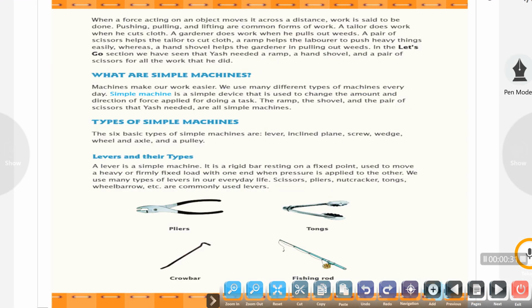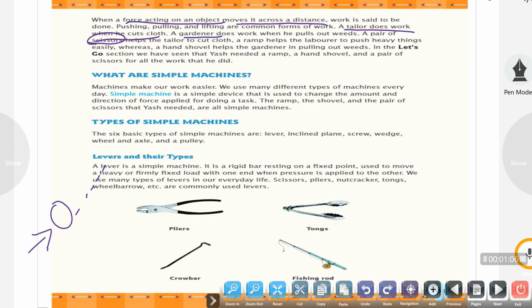What is work or work done? When a force acting on an object moves it across a distance, like this is an object, force is acting on the object and it covers a distance, then it is called that there is a work done. For example, a tailor does work when he cuts cloth. But for doing this work done, he needs a scissors. So scissor is a simple machine.